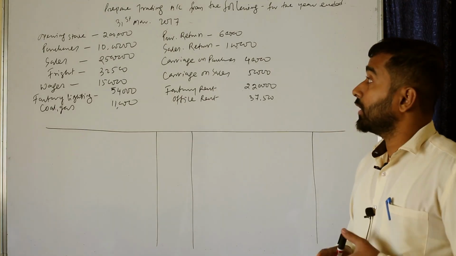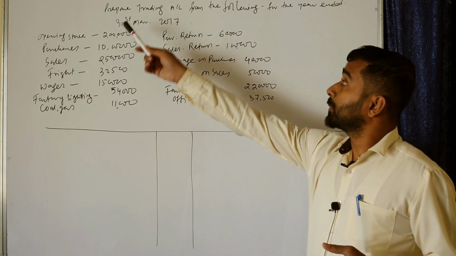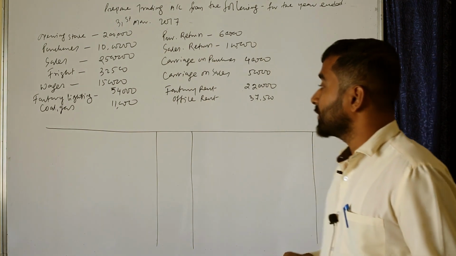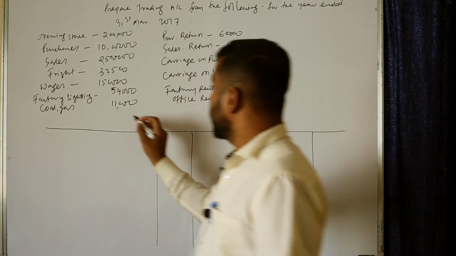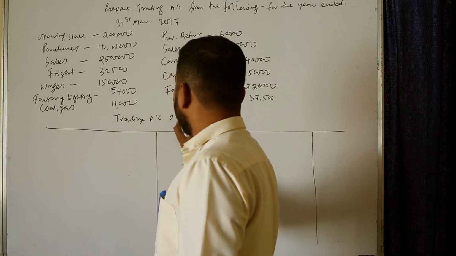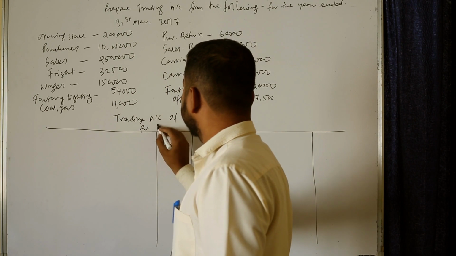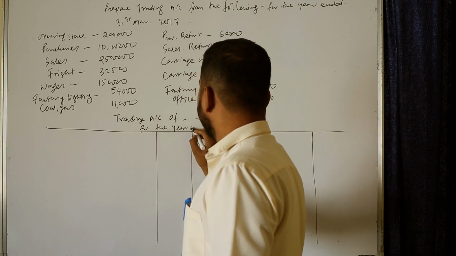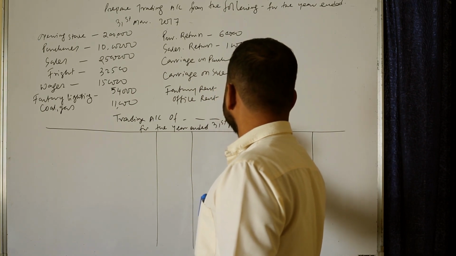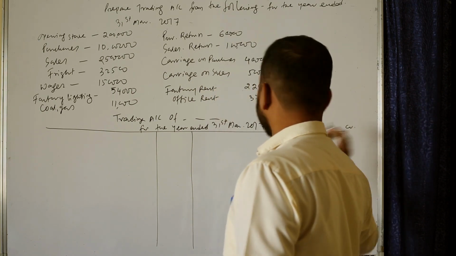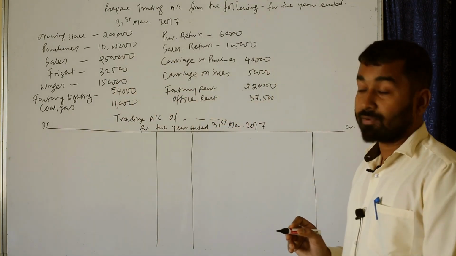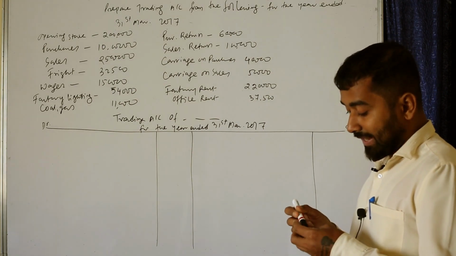Let's see a question on trading account. Prepare trading account from the following for the year ended 31st March 2017. So the format is that we should write trading account of so and so company for the year ended 31st March 2017. This side we know very well, credit side, and this one is the debit side. Now one by one we will see the information and plot it where it's needed.